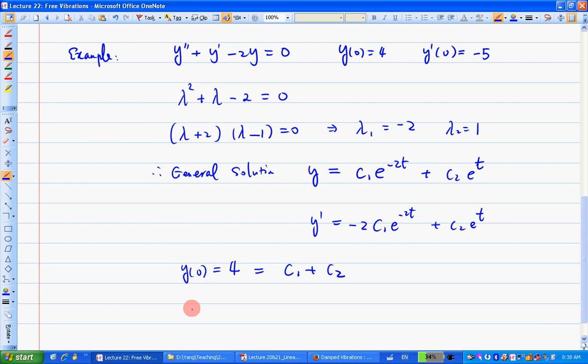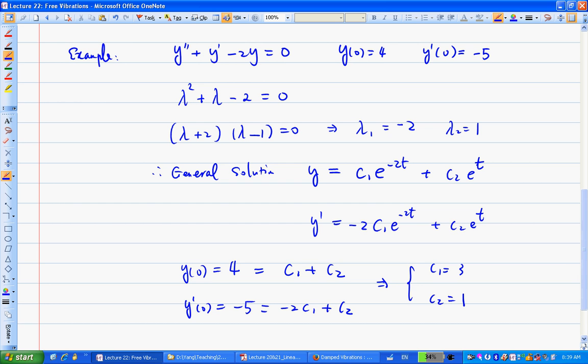Then next one, y prime of 0. Y prime of 0 is -5. Apply t equal to 0 here, at here. So I got -2 c1 plus c2. So two equations, two unknowns. So you can easily solve for c1, c2, which is 3, which is 1. Okay. So that's a typical approach solving an initial value problem.